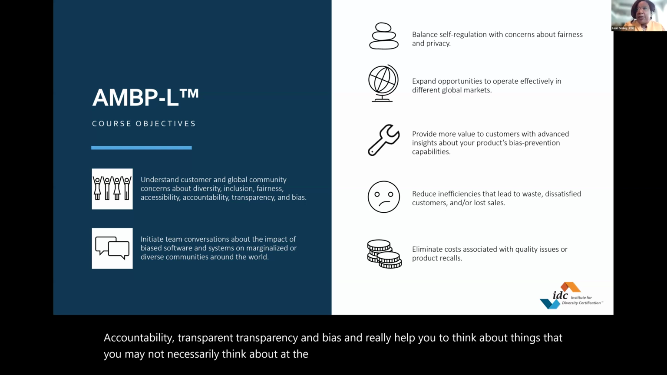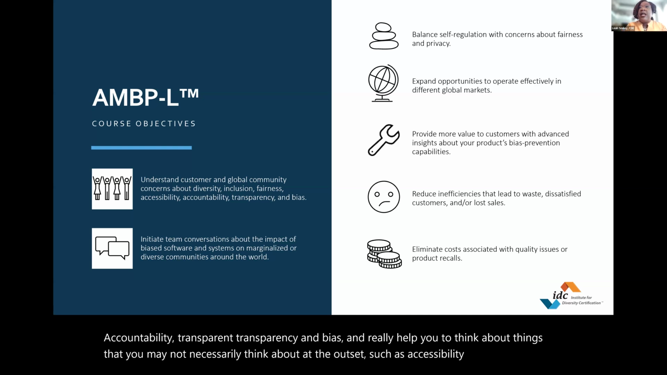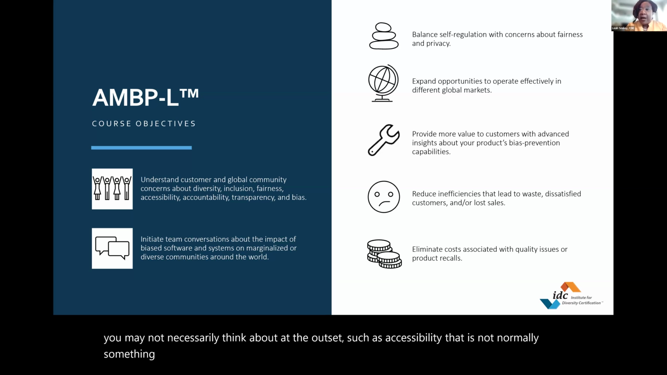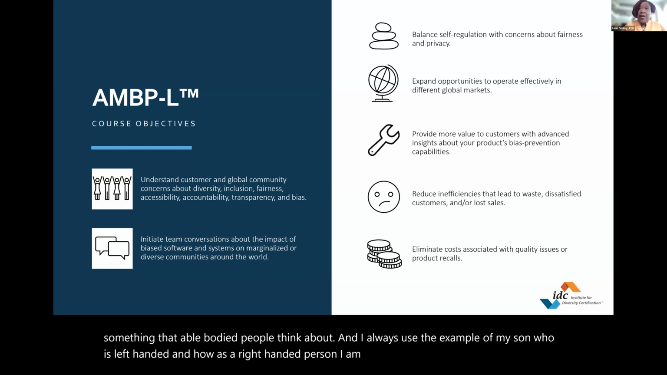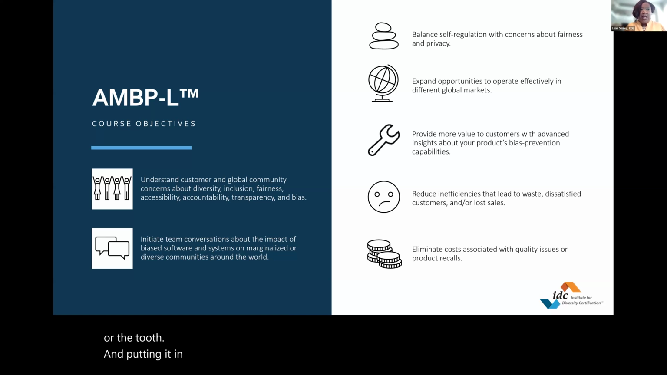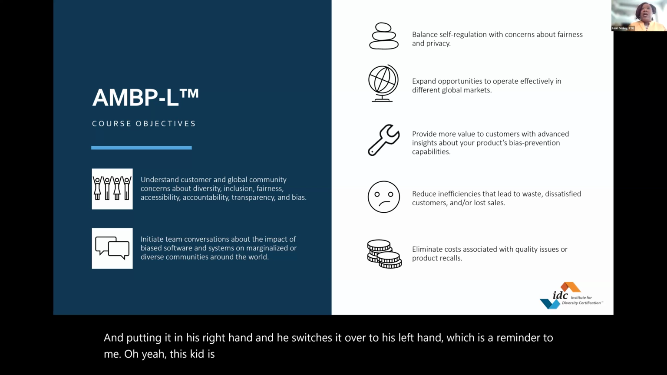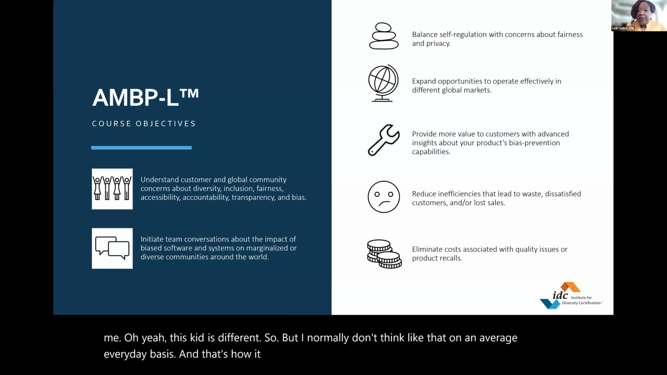and really help you to think about things that you may not necessarily think about at the outset, such as accessibility. That is not normally something that able-bodied people think about. And I always use the example of my son, who is left-handed, and how, as a right-handed person, I am always giving him the pencil or the fork or the toothbrush and putting it in his right hand. And he switches it over to his left hand, which is a reminder to me, oh, yeah, this kid is different. But I normally don't think like that on an average everyday basis. And that's how it is when it comes to accessibility as well.